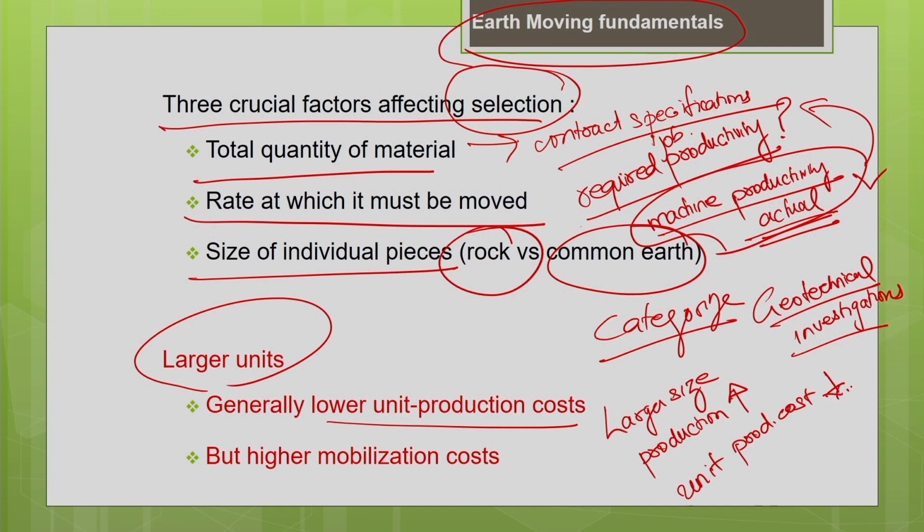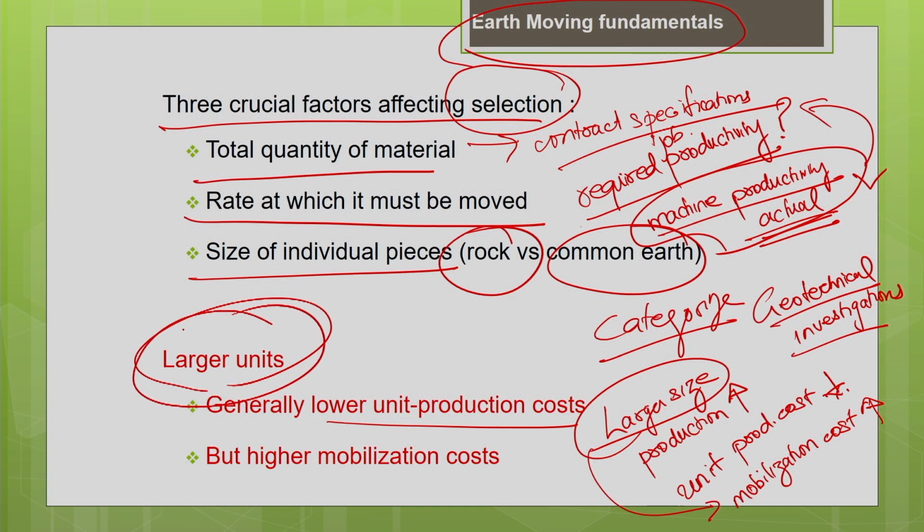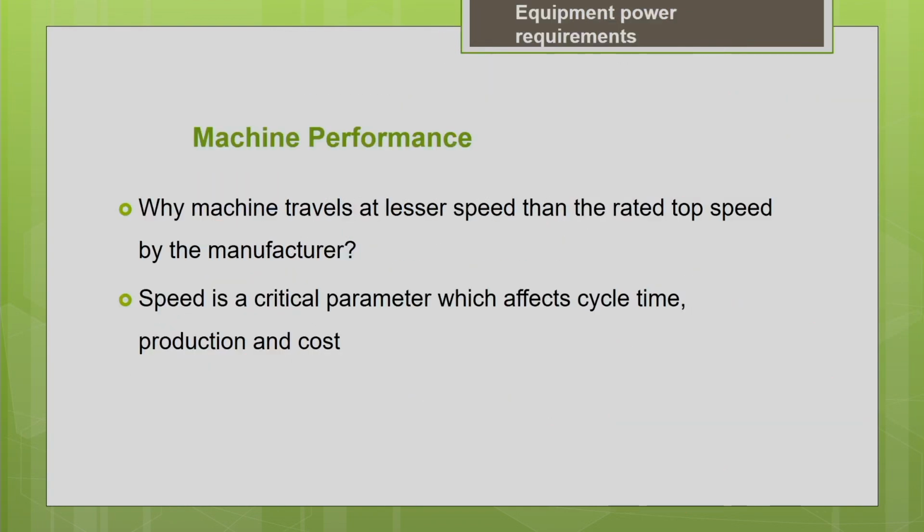Okay, but one thing you have to keep in mind is, when you go for larger size machines, your mobilization cost will increase. That you should always keep in mind. The cost of mobilizing the machine to the particular project site will increase when you go for larger size machines. Okay, so you have to achieve a trade off. Okay, and you have to work out the economics and then justify the selection of your machine. So there are some more important terms you need to learn with respect to the machine performance.